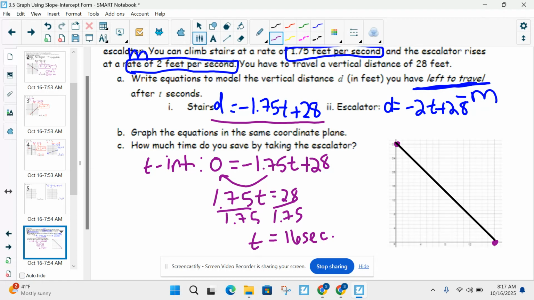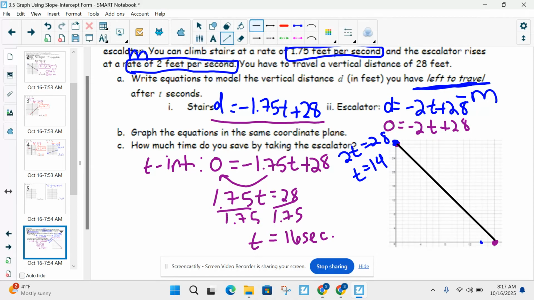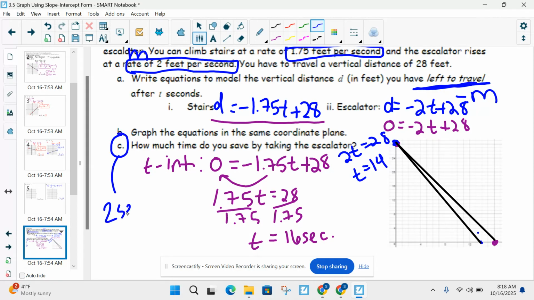And for the escalator, if we set d equal to 0, we would add the 2t over, divide by 2, and get t equals 14. So it takes the escalator 14 seconds. So put a point at 14 and then draw your line. Notice I'm not putting arrows because time and distance cannot be negative. So we're only working with the first quadrant here. All right, and then for part C, how many seconds did you save? You saved 2 seconds. So not a big difference there.